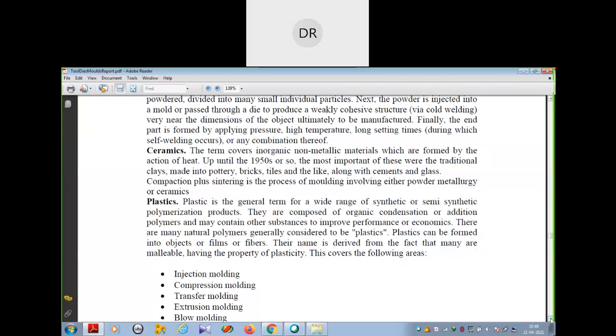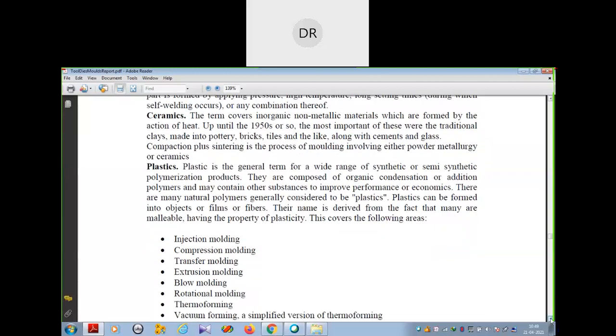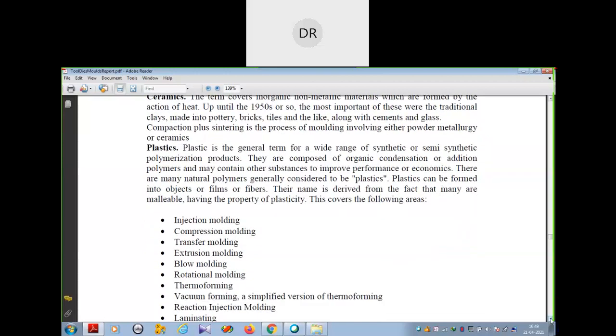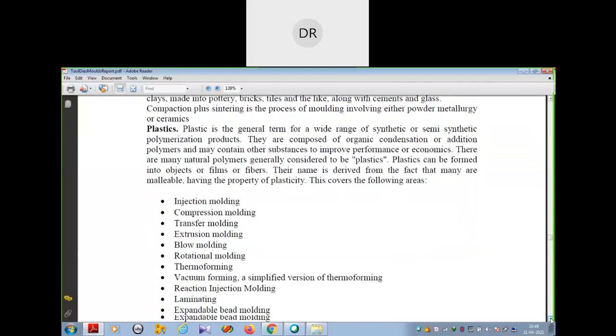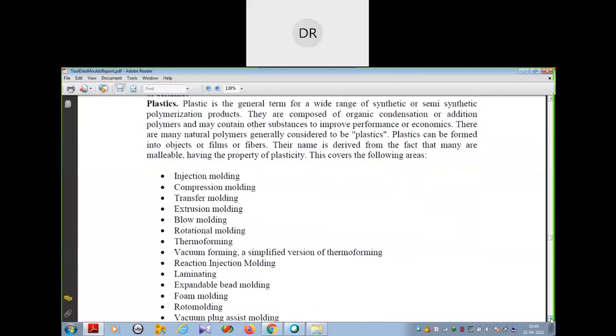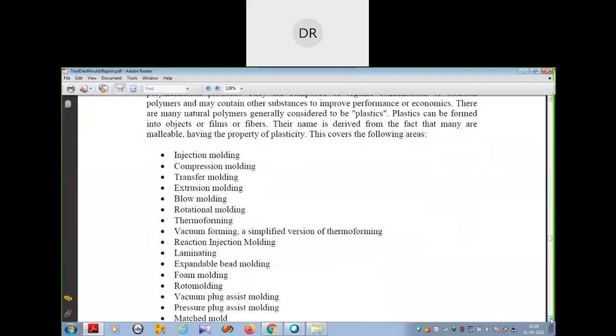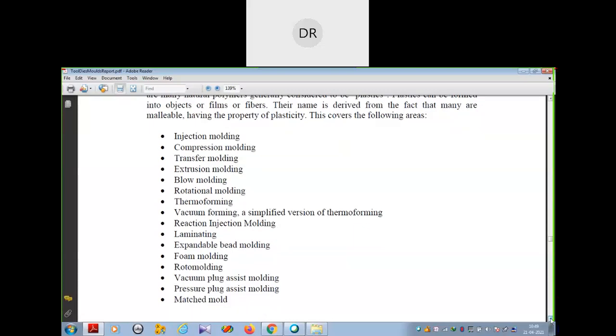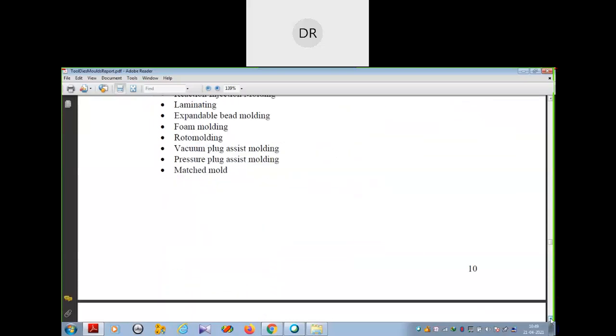So this covers the following areas of molding: injection molding, compression molding, transfer molding, extrusion molding, and blow molding. Then rotational molding, thermoforming, vacuum forming, reaction injection molding, laminating, expandable bead molding, foam molding, rotomolding, vacuum plug assist molding, pressure plug assist molding, match molding, etc.